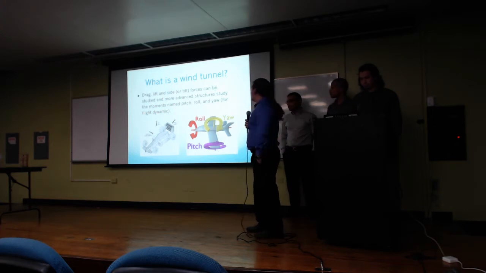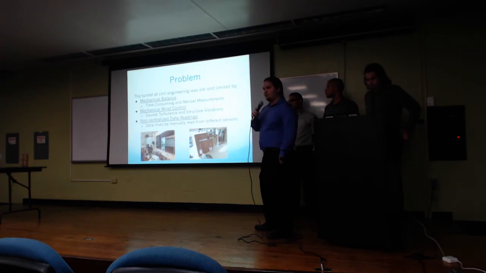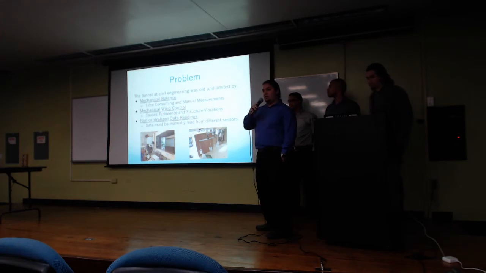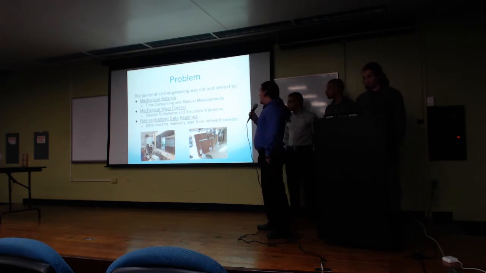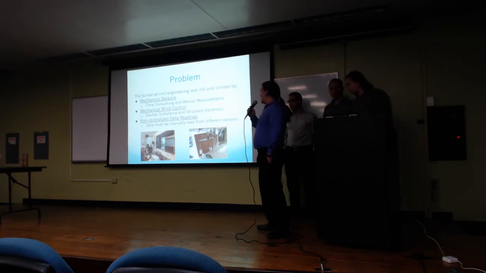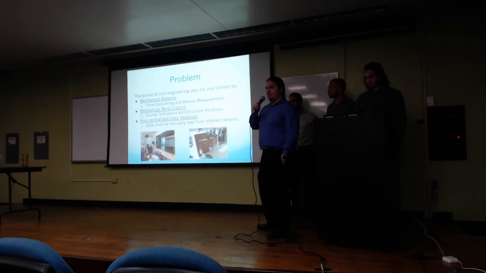So the problem that we were facing was that the tunnel at civil engineering was old and limited by things like a mechanical balance. The mechanical balance actually had to be balanced out with sand and measured out to get a real measurement. We fixed that, we made it electronic. It also had a mechanical wind control. If you wanted to control the wind speed, you would have to use a small window. And also the readings are not centralized, so you would have to make manual measurements by taking out the sand and weighing it to see how much force it's exerting.